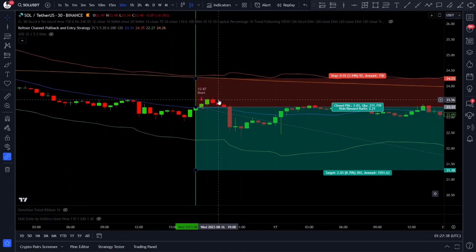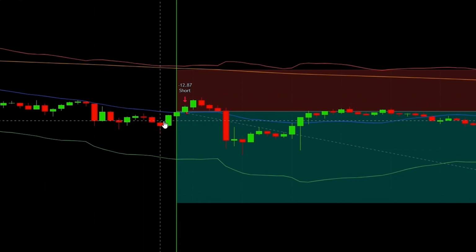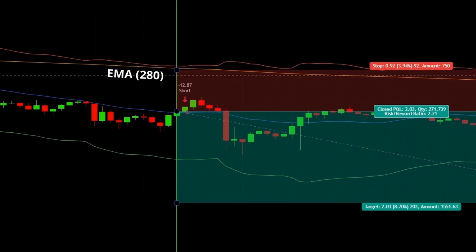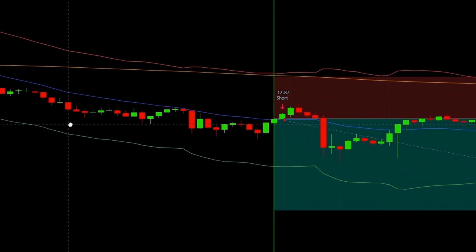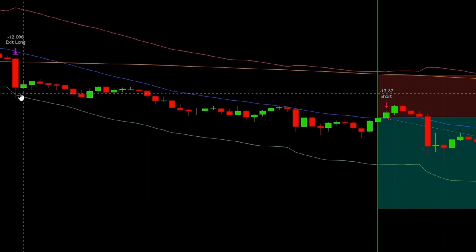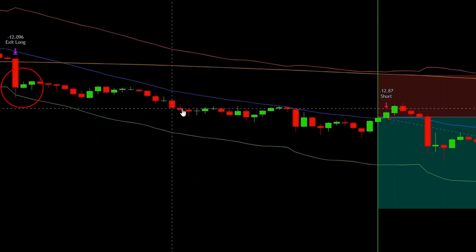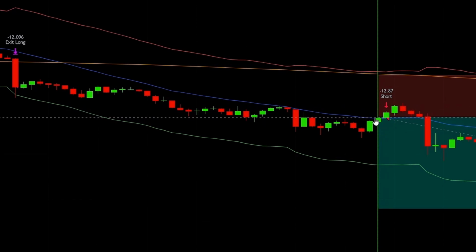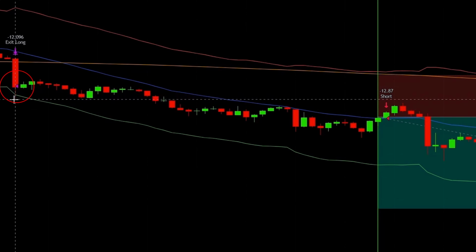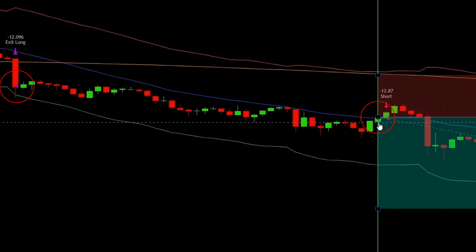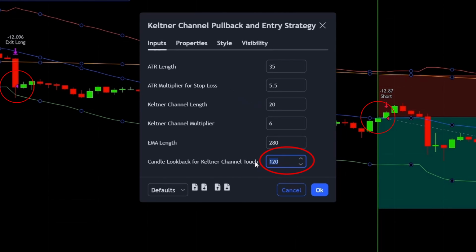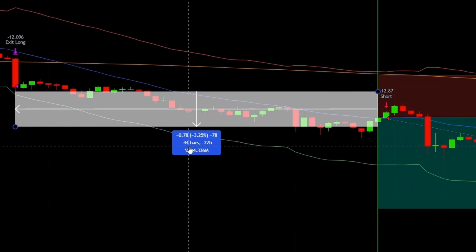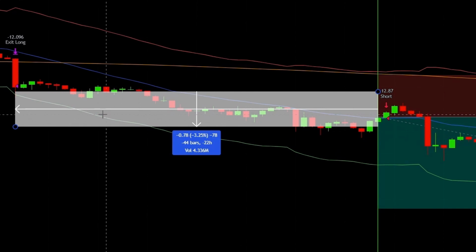Here we have a valid short entry position. For a valid short entry, first the price needs to be below the 280 length exponential moving average, and that is this yellow line. Then prior to the entry, we need to see that the price touched the lower KC band and then came back and touched the KC middle band. After the KC middle band is touched, we only have one extra rule to confirm. The distance between the lower KC band touch and the middle line touch can't be higher than 120 candles. So let's measure that. And as you can see, it's only 44 bars, so we are well inside the 120 limit.